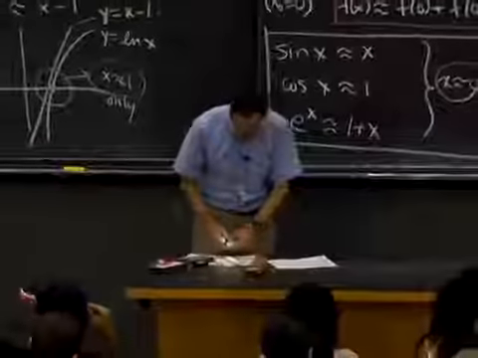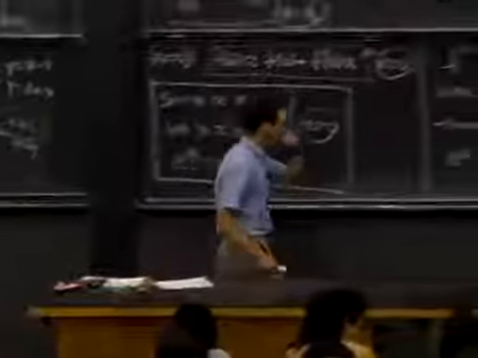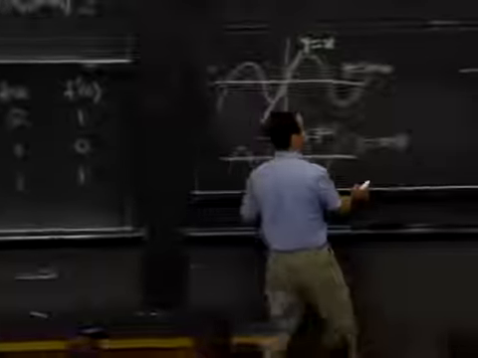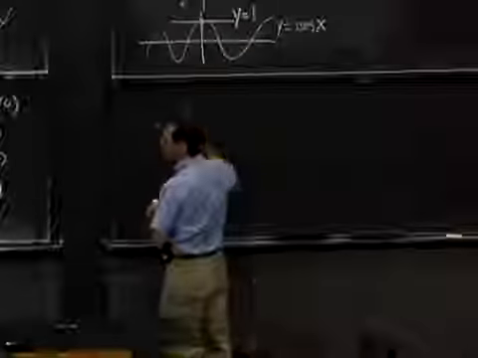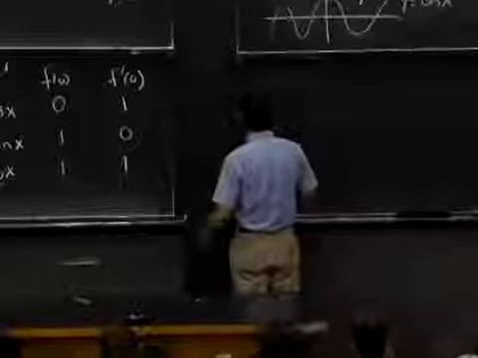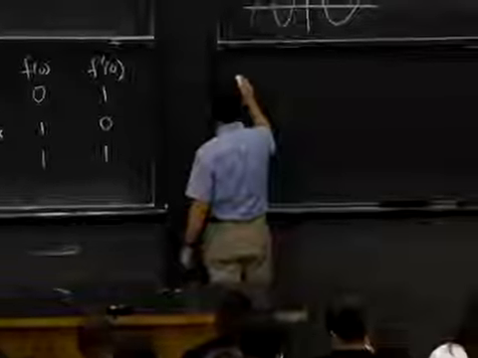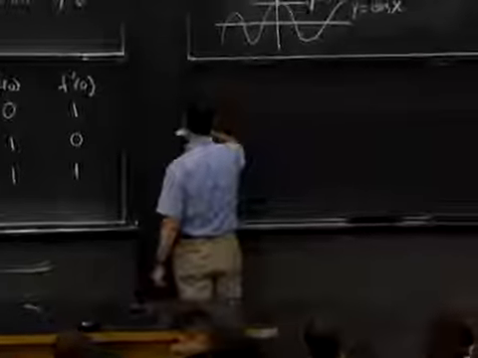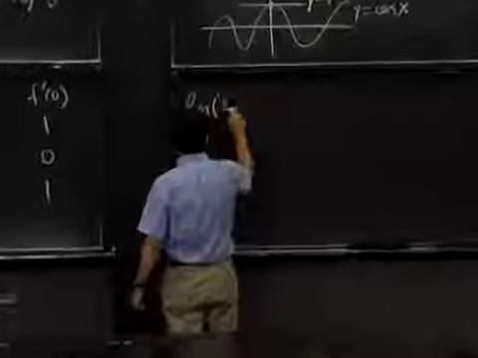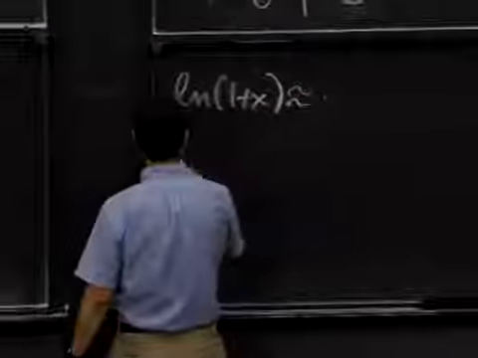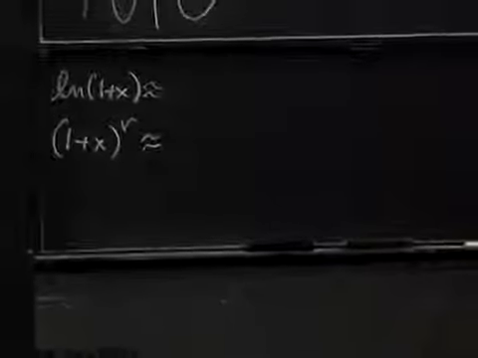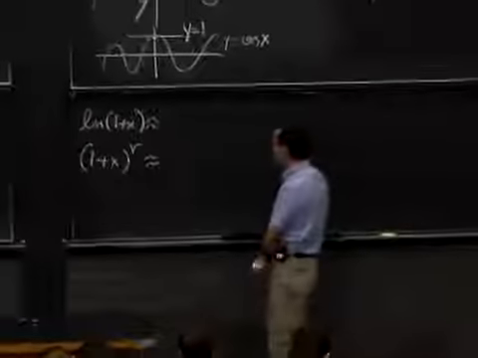Okay, so now I need to finish the catalog with two more examples, which are just a little bit slightly more challenging and a little bit less obvious. So the next couple that we're going to do are log of 1 plus x and 1 plus x to the power r. These are the last two that we're going to write down and that you need to think about.